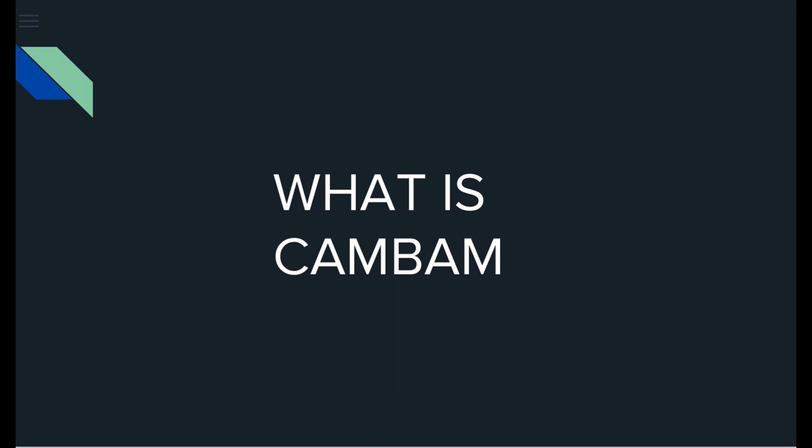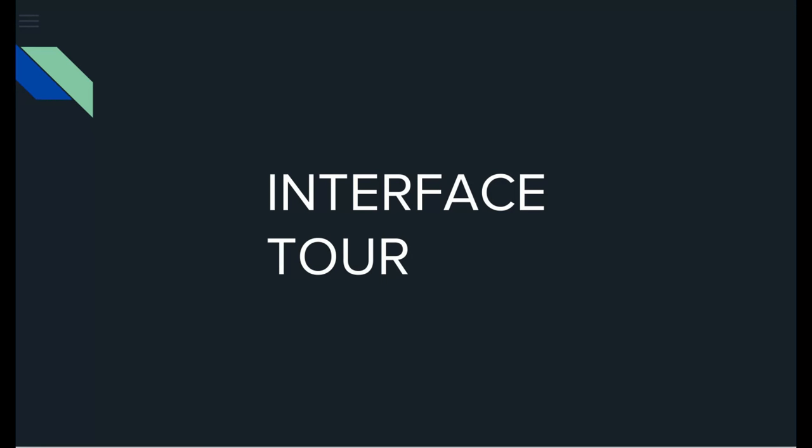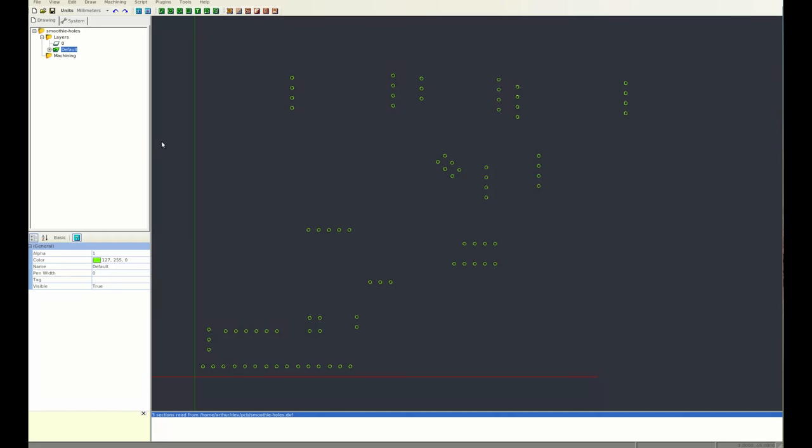CAMBAM is a CAM package. The basic principle is you take a computer drawing, a CAD file, and you can configure various operations and finally transform it into a G-code file that you can use on your CNC mill or laser cutter. Let's go over the interface.